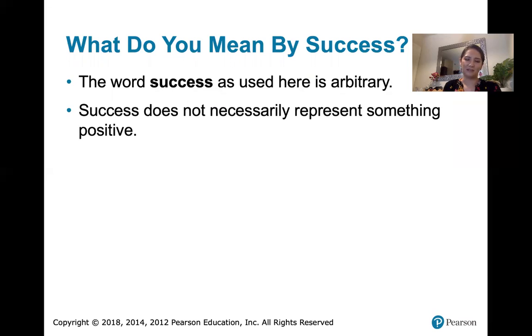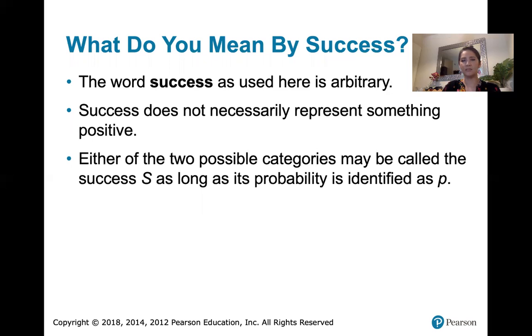Success doesn't have to be positive. Also, you could talk about whether you got a question correct on an exam, or whether you got a question incorrect on an exam. So you might think that we should say that success is getting it right and failure is getting it wrong. But when we are using the word success in statistics class, it doesn't matter. It could go the other way. You could say that success is getting it wrong and failure is getting it right. It's really up to you. So either of those categories can be called success. You've got two categories, one's success and the other one's not.